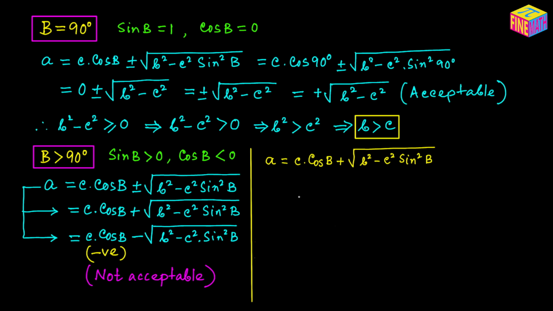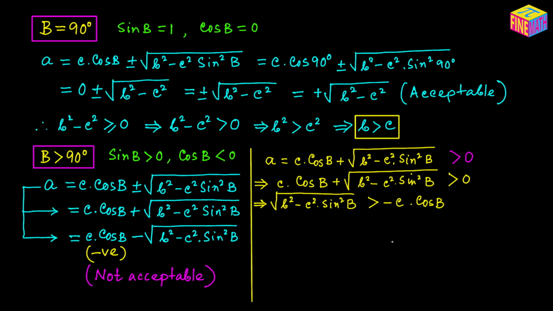So from here, can we write it like this? If we keep the square root quantity on the left hand side and bring the other term on the right hand side, then we can write it like this. Now let's think about the right hand side quantity. Cosine of b is a negative quantity, c is a positive quantity. So negative c times cosine of b will be a positive quantity, and on the left hand side also we have a positive quantity. And because we have both sides positive on an inequality, we can square both sides. On the left hand side, we are going to have b squared minus c squared times sine squared of b, and on the right hand side, it will become c squared times cosine squared of b. The negative sign will become positive because we are squaring it.